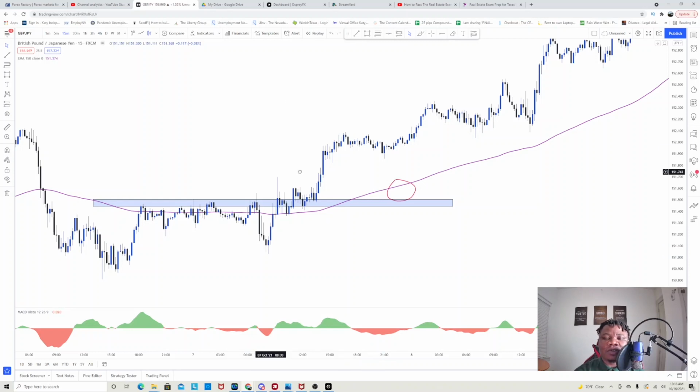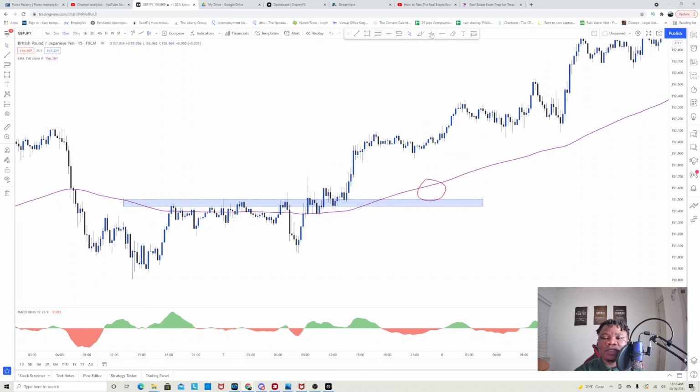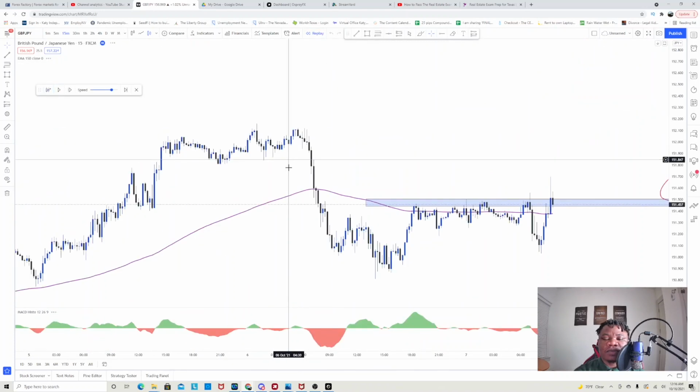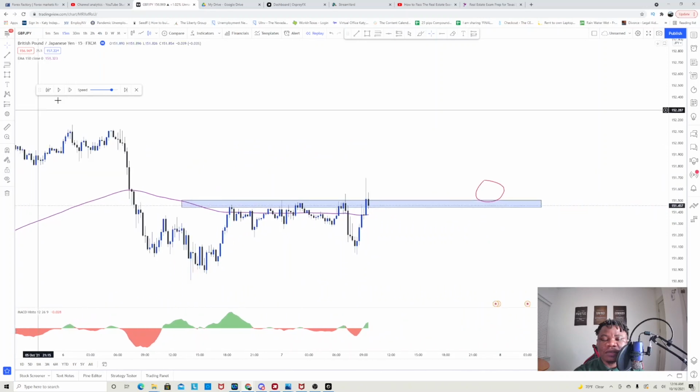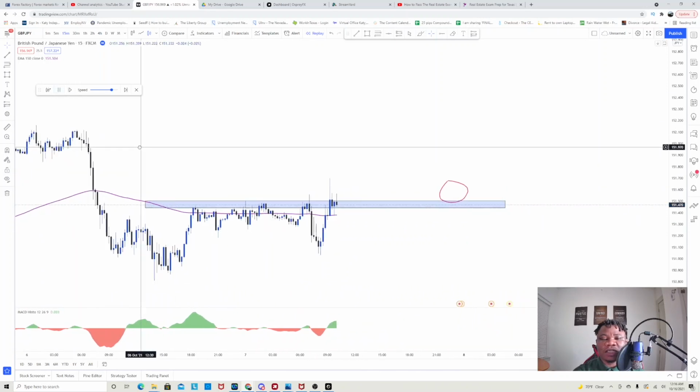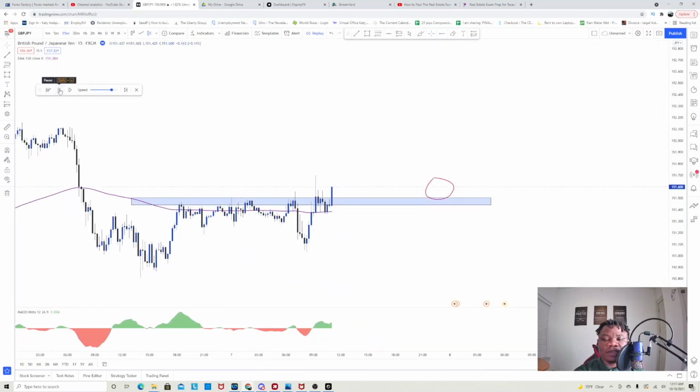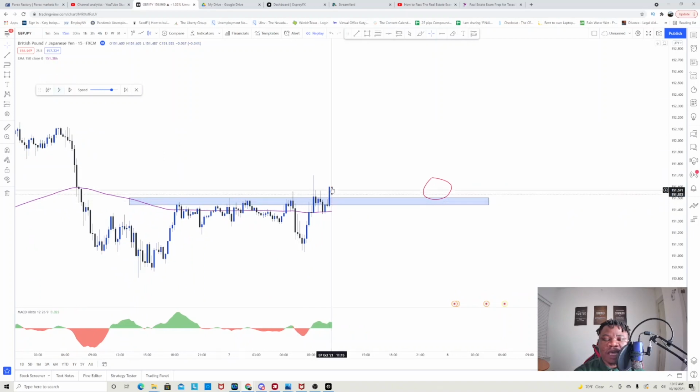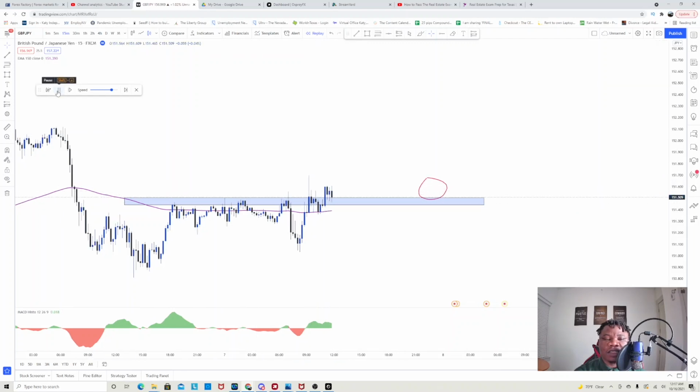Now I'm going to put this on replay mode and show you where our entry is going to be if we try to take this buy position. So let's take a look and see where our entry is going to be. Now we have a break and close above our resistance zone. Now we're just waiting for our entry. So let's keep looking.